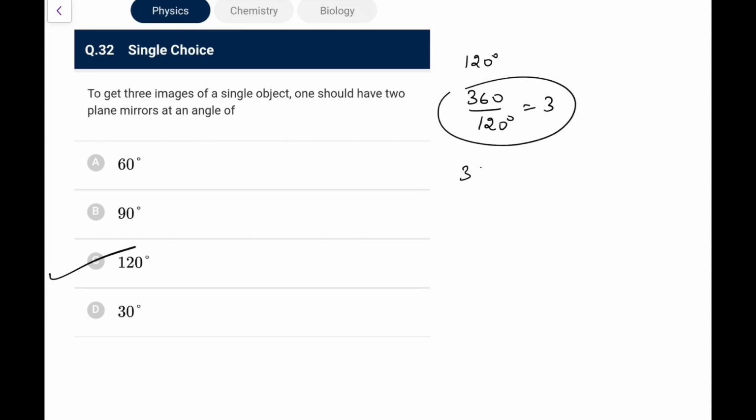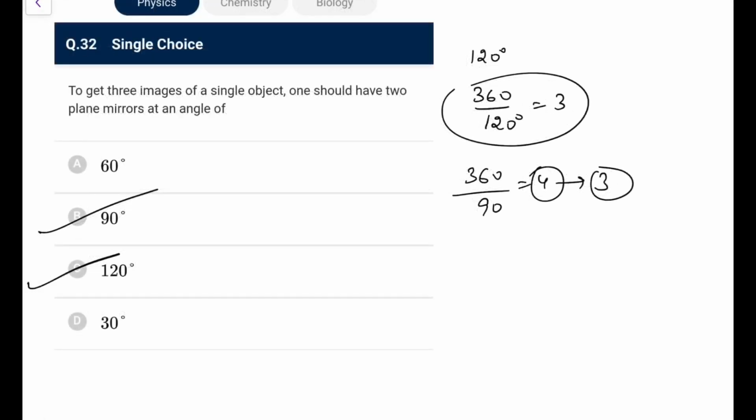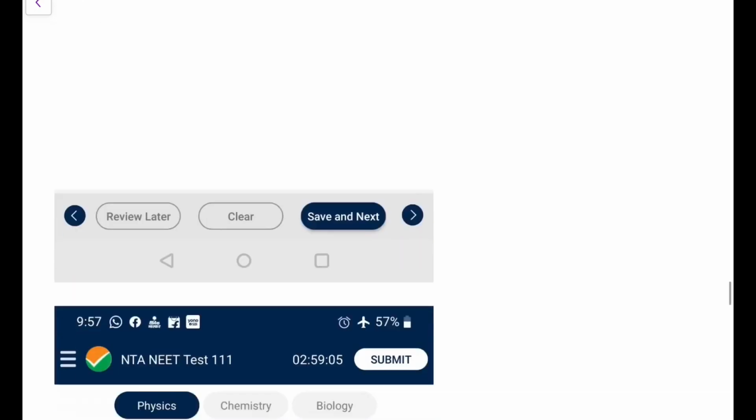Also, 360 by 90 is equal to 4, that is an even integer. Here also the number of images will be 3, so 90 is also correct, but since we have to give one answer, we know one case is 2 when the object is placed on the angle bisector. There can be a possibility of 2, but here always 3 will be formed, so I'll stick with 90 as the more appropriate. Though in 120 also you can get 3, there's a case when it is placed on the angle bisector, it would be 2.